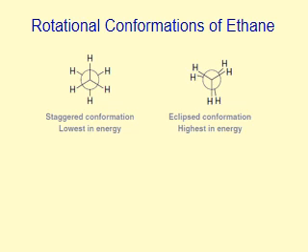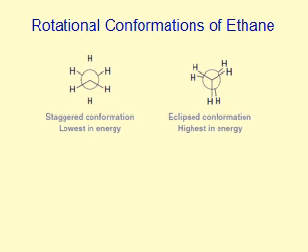There are numerous conformations that could exist for ethane as you rotate one of the 2 bonds and hold the other one constant. However, there are only 2 that actually have names that we will encounter. One is a staggered conformation. And one of the things that's also used to talk about conformations is a dihedral angle.